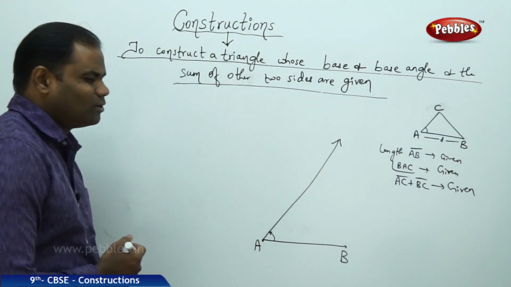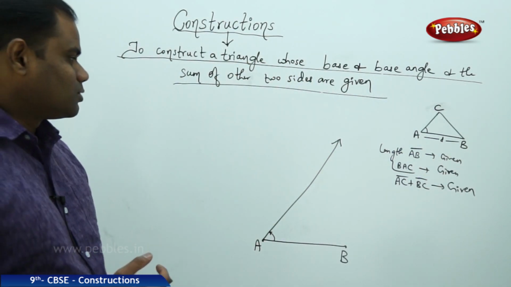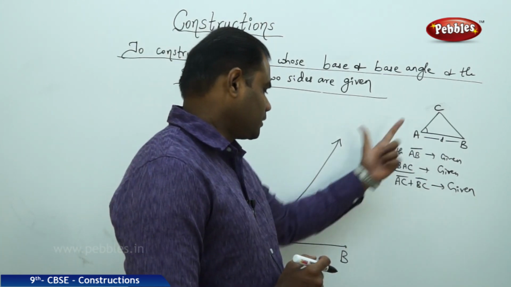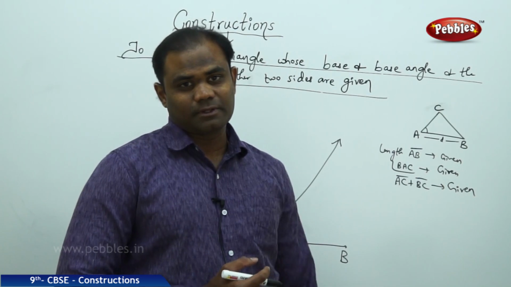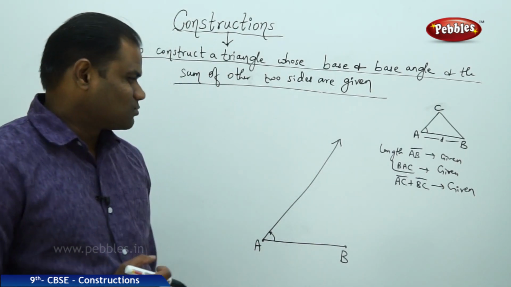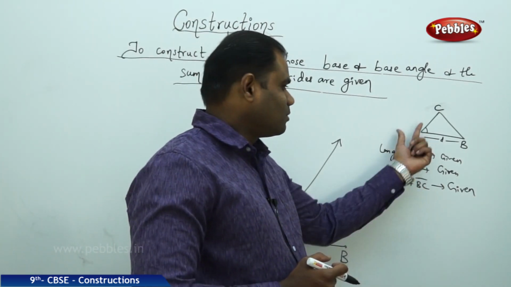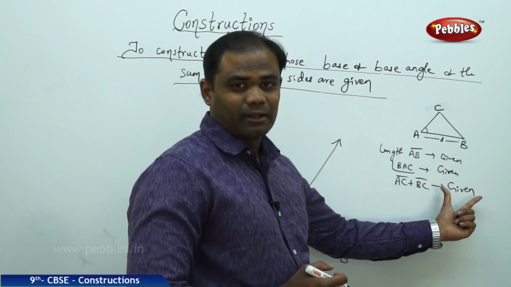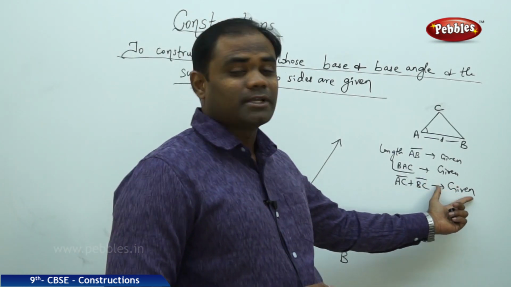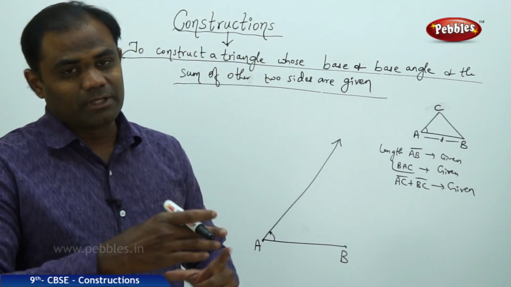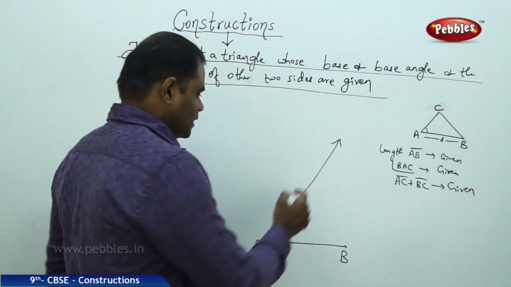Is how we have all the three things given. So let's see how we can construct a triangle with just the base, the base angle, and the sum of two sides which is given. So what I do is, AC plus BC, the sum of the other two sides which is given, is taken as the measurement. Say if this is given to be 14 centimeters, I take the compass with the length of 14 centimeters and cut an arc.